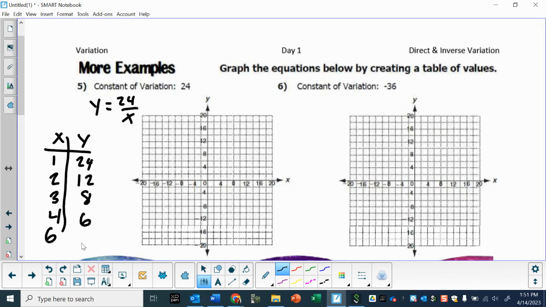We could plug in 6. 24 divided by 6 is 4. We could plug in 8. 24 divided by 8 is 3. And that should be enough to make a pattern.